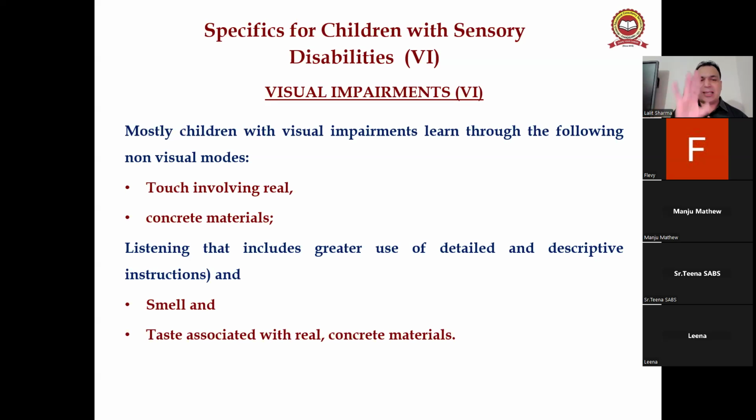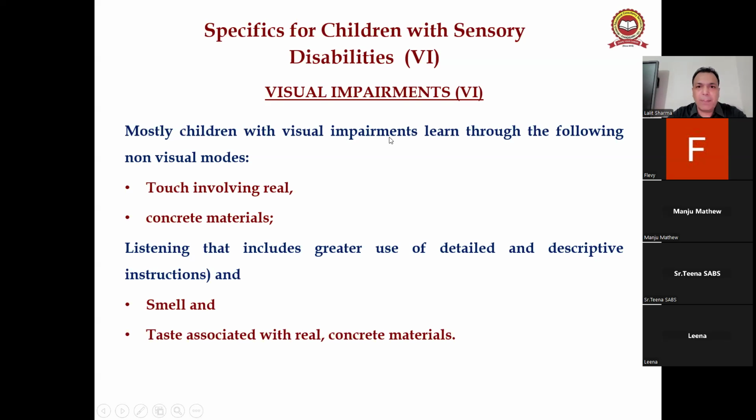Specific children with a sensory disability, visual impairment. Okay. So first of all, we have to understand who the visually impaired students are, and what type of adaptations and accommodations are needed for them. So first of all, visual impairment.